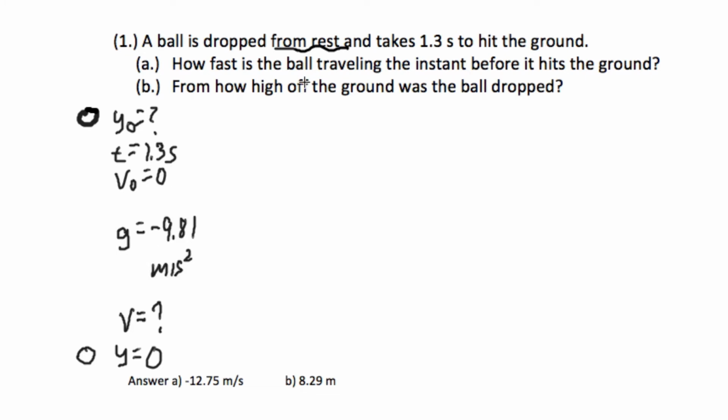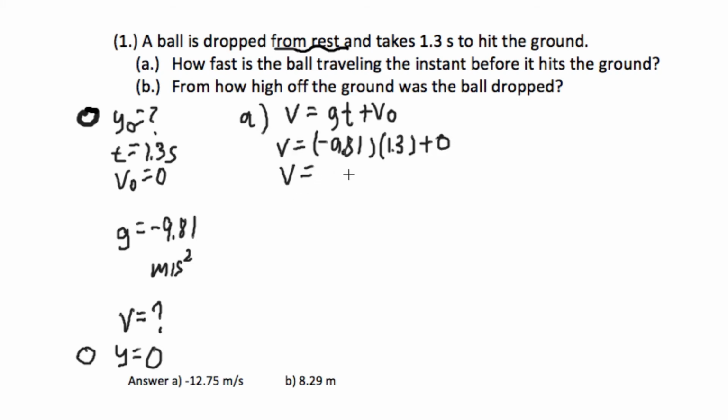Now, part A says, how fast was the ball traveling the instant before it hit the ground? So let's go ahead and calculate that. I'm going to use v equals gt plus v naught. And so v is going to equal negative 9.81 times the time, which is 1.3 seconds, plus my initial velocity of 0. And so I get my v final is, in fact, negative 12.75 meters per second. And I want to emphasize that this negative sign actually matters, because what it tells us is that it's going down, it's falling.